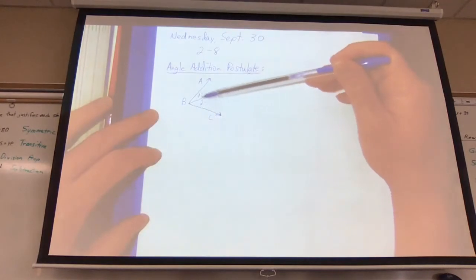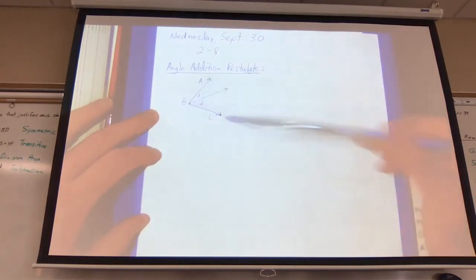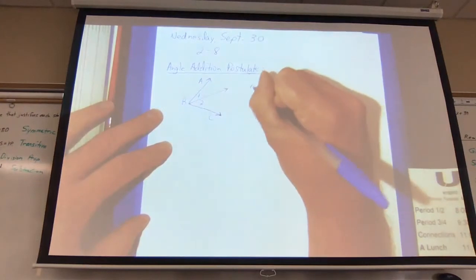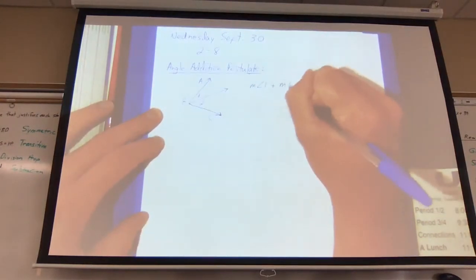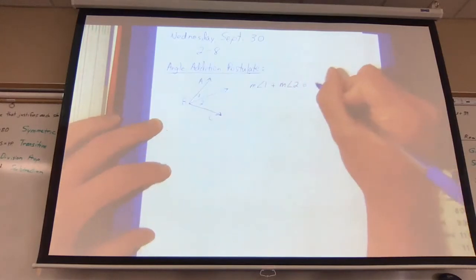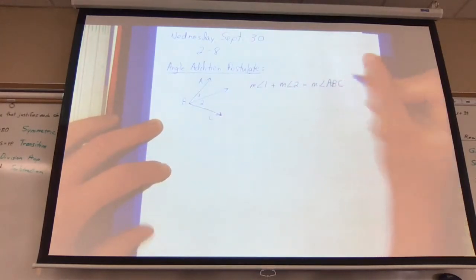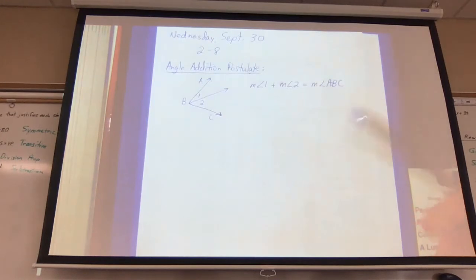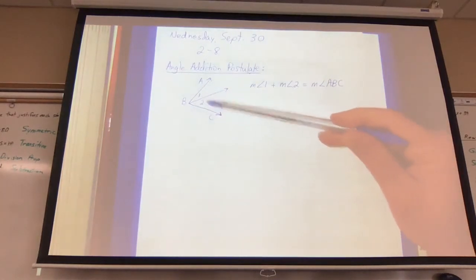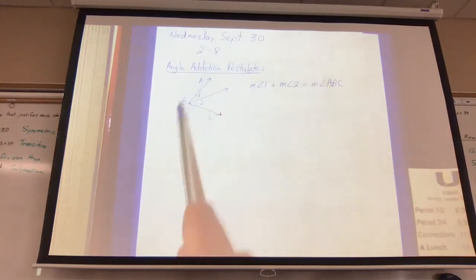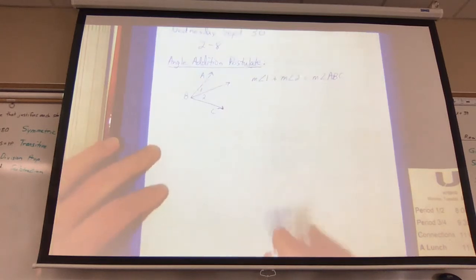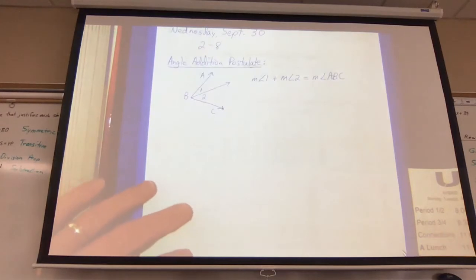It says if we add the two little angles together, we're going to get the big angle. So angle addition postulate here would say, if I take the measure of angle 1, and I add the measure of angle 2 to it, we're going to get the measure of the big angle, angle ABC. So if you add the two little angles together, 1 and 2, you'll get the big angle, angle ABC. And there's a couple different ways to show you how this is going to work, like when we give it to you on a homework problem. So let me show you one of these.